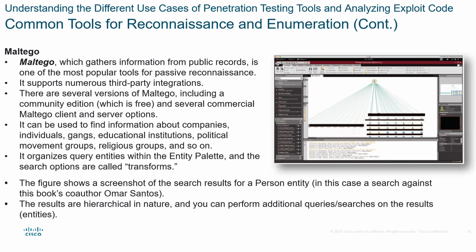Let's say, for instance, you have a website. If you search for a website, it's going to tell you everything that's associated with that website. People, IP addresses, emails, domains, all of that, right?